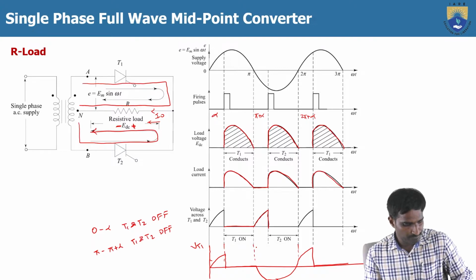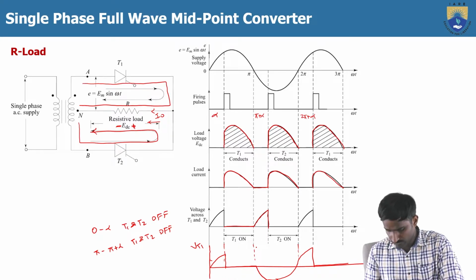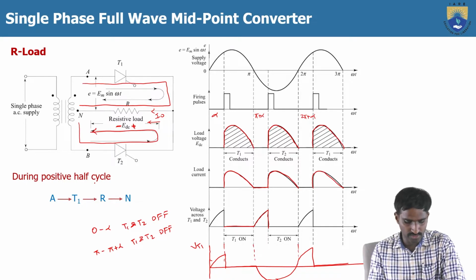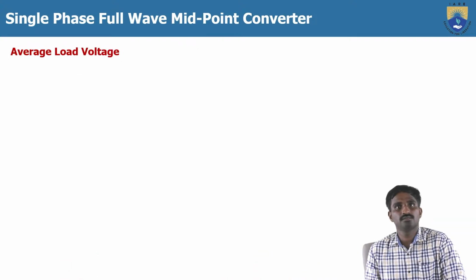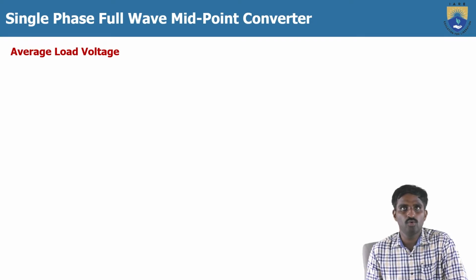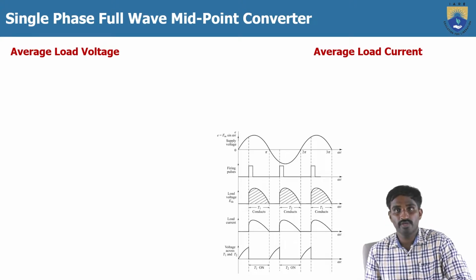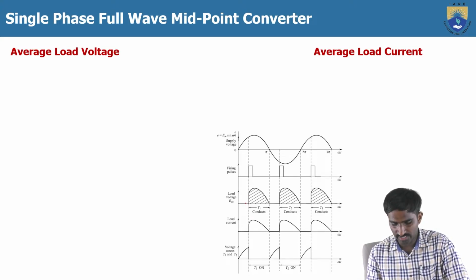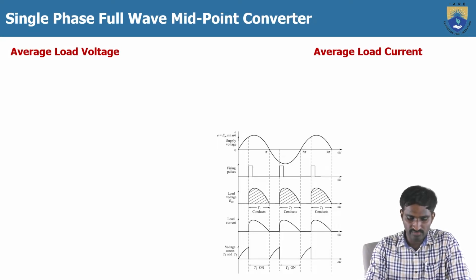Now the average load voltage and the average load current are what we need to find. Here, during the positive half cycle, how the load current will flow, and during the negative half cycle, how the load current will flow, I have mentioned here. Next, how to find the average load voltage and average load current. We have just discussed how we get the load voltage and load current waveforms. From this load voltage waveform, we can easily find the average load voltage.